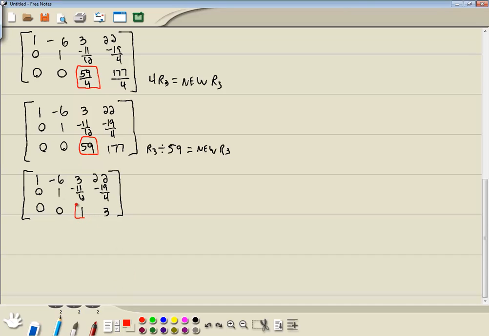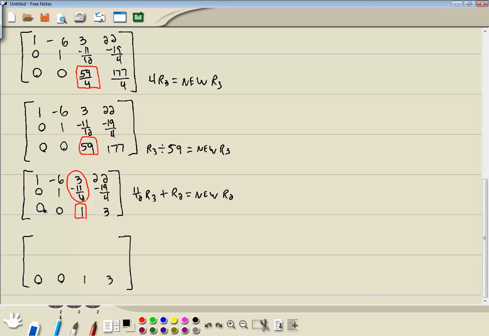We have a 1 here, and I want to get zeros above it. So you ask yourself, what do you multiply times 1 that you can then add to negative 11 twelfths, so it will give you a 0 there? And it's always the opposite number. So we're going to take 11 twelfths times row 3 and add that to row 2 to give us our new row 2. 0, 0, 1, 3.